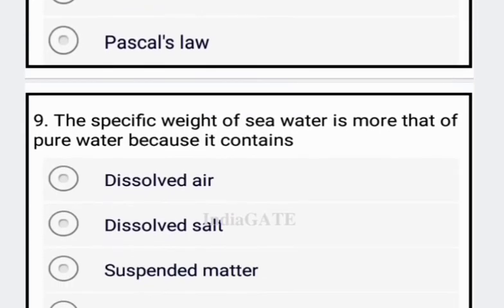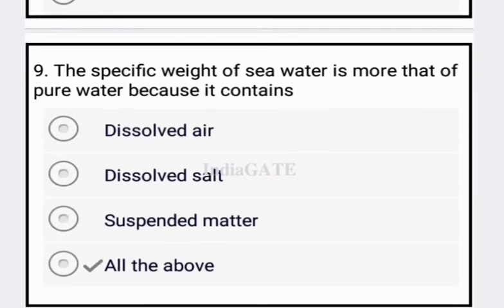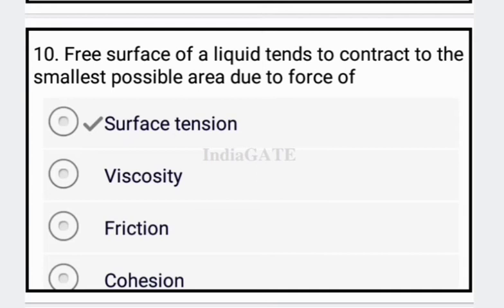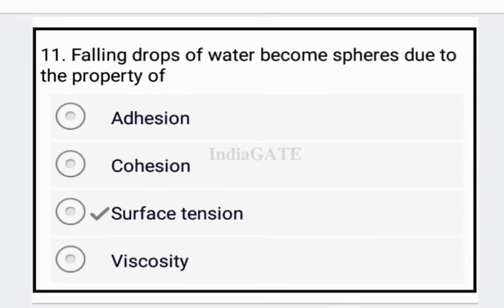Next question. The specific weight of sea water is more than that of pure water because it contains. So the correct answer is option D, all of these. Means dissolved salt and suspended matter. Next question. Free surface of a liquid tends to contract to the smallest possible area due to force of. So the correct answer is option A, that is surface tension. Next question. Falling drops of water become spherical due to the property of. So the correct answer is option C, that is surface tension.